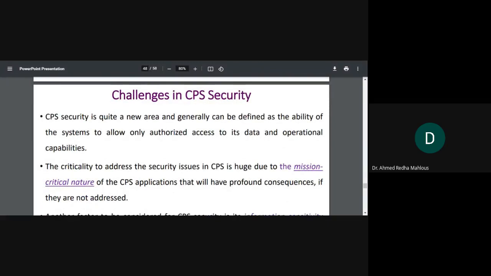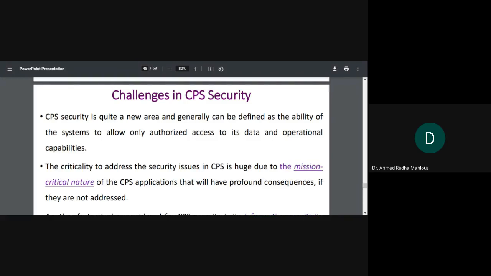This chapter is about the challenges that face CPS security. When we talk about securing CPS devices or a CPS environment, there are some challenges. Now, why do we have those challenges?